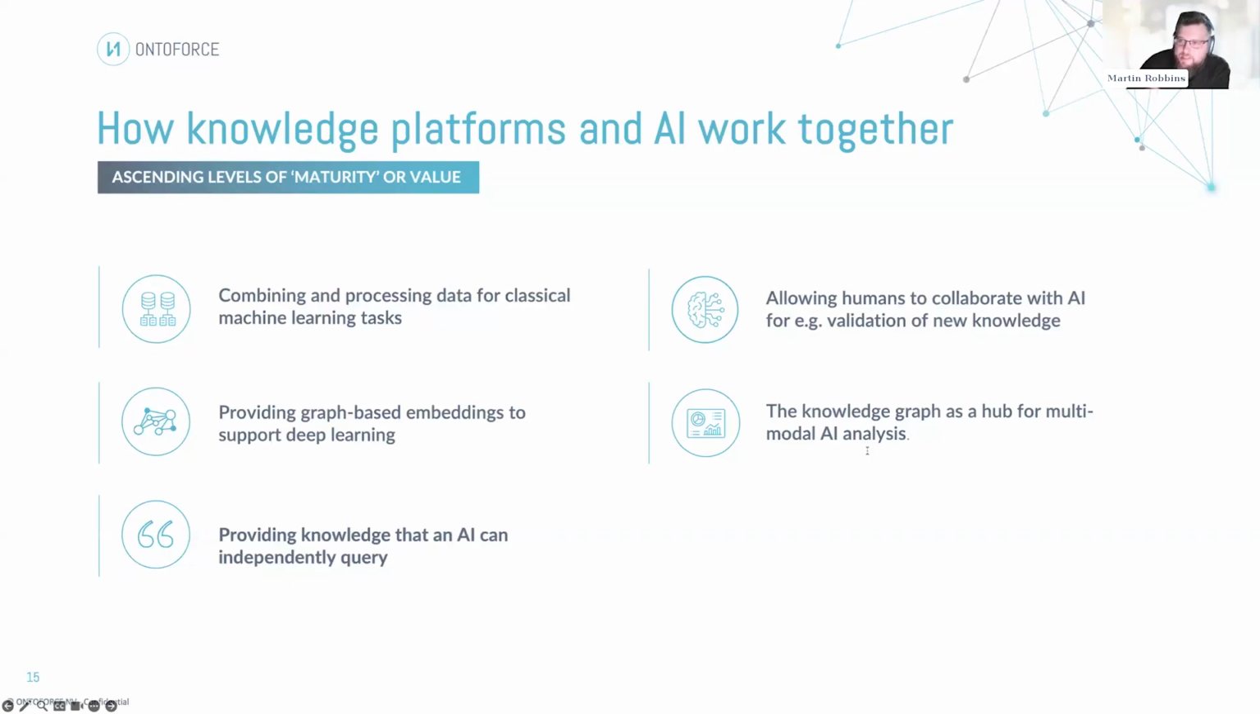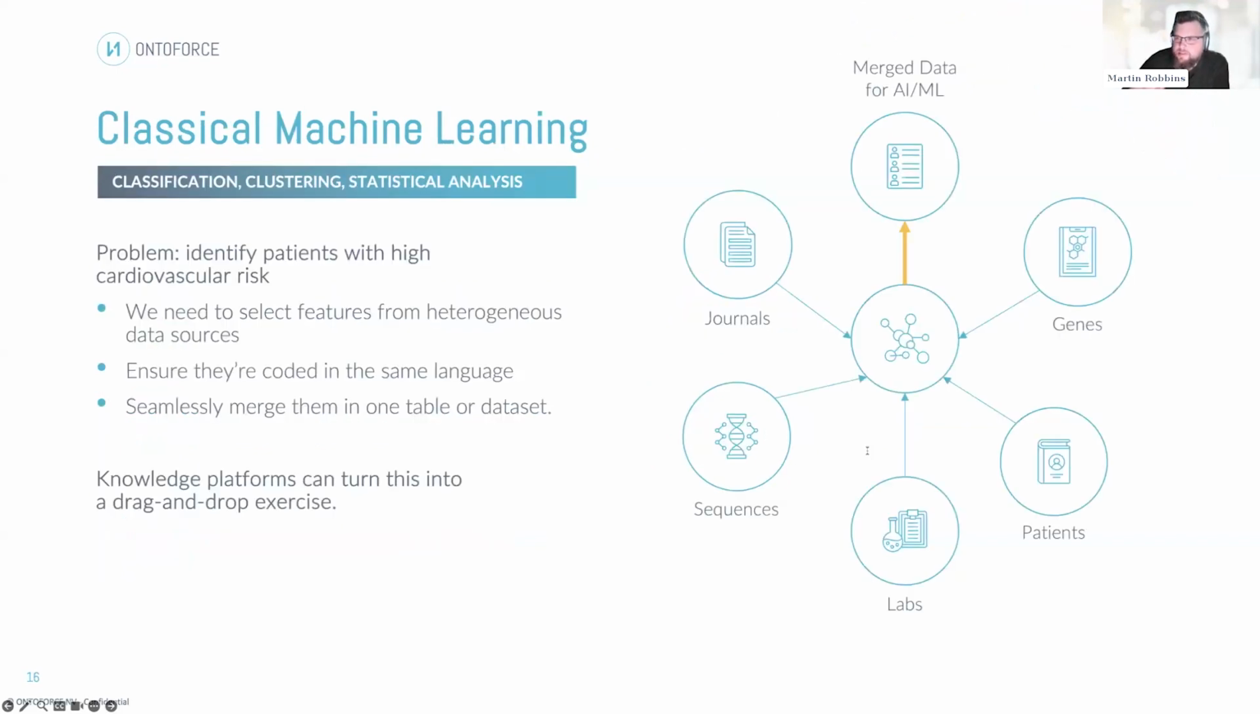And essentially, the more these technologies become integrated with each other, the more value can ultimately be driven. So if we start at the most basic level with just classical machine learning, why are knowledge graphs so important for these sorts of applications? So let's imagine that we have a large pool of data on patient populations, and we want to perhaps identify patients with a high degree of cardiovascular risk or a high propensity for some other condition.